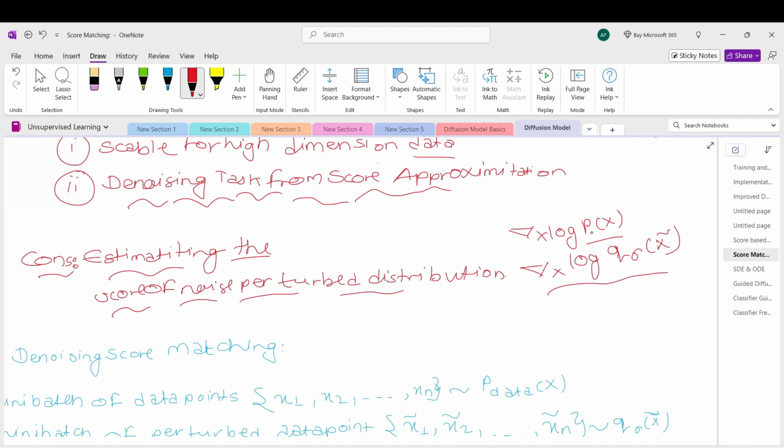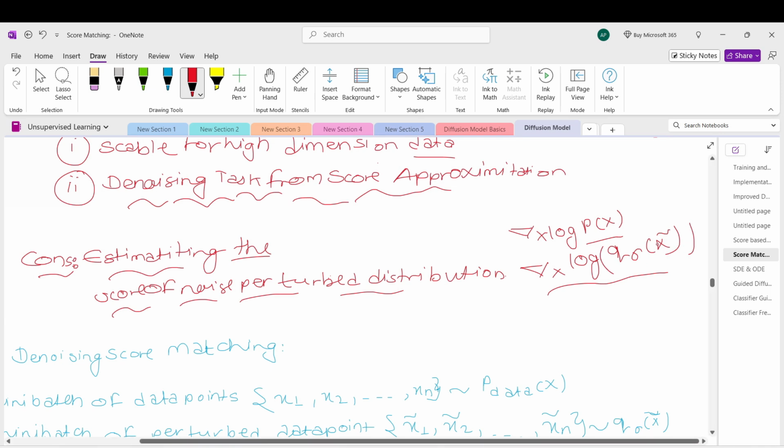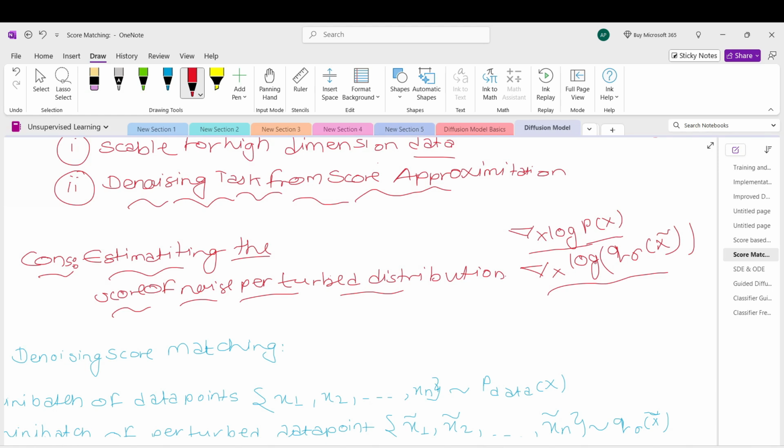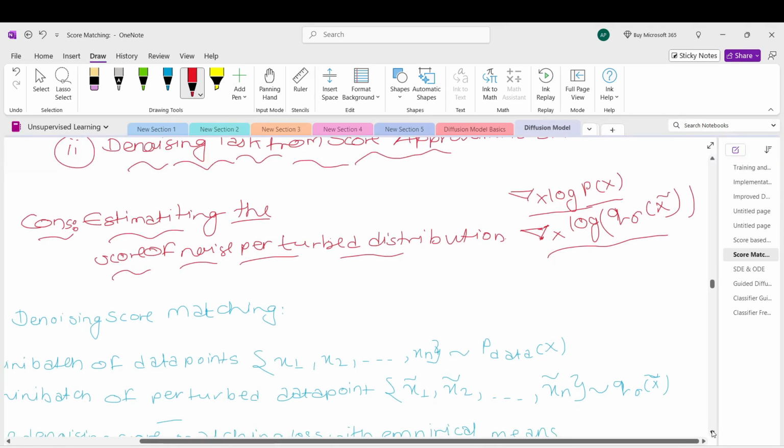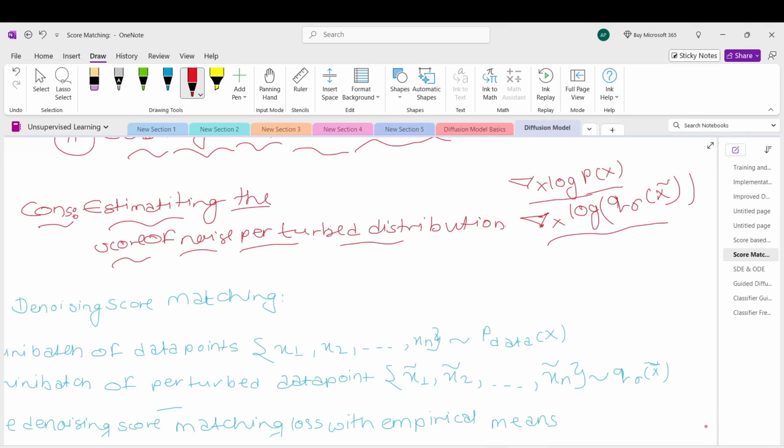So we are no longer approximating this, and our goal is to approximate this noisy perturbed distribution. We need this score, the actual score, but we'll do some improvisation, and you just have to take it. This is the thing you have to remember: we are not actually estimating the true data distribution, we are just approximating the perturbed data distribution.